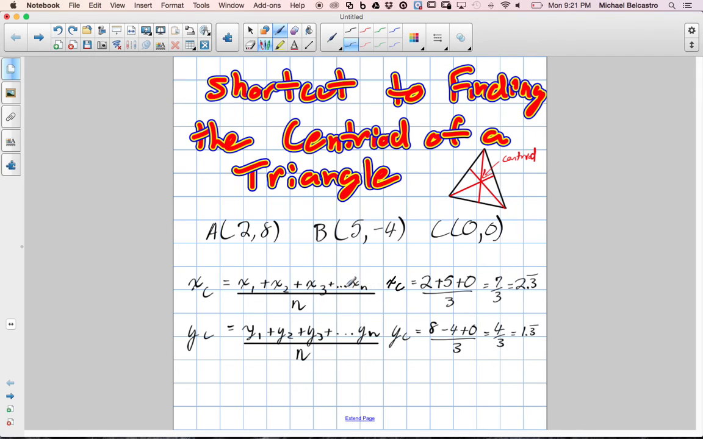We just find the averages of the x's and the y's, and that finds it. It's the only trick I know for the centroid.